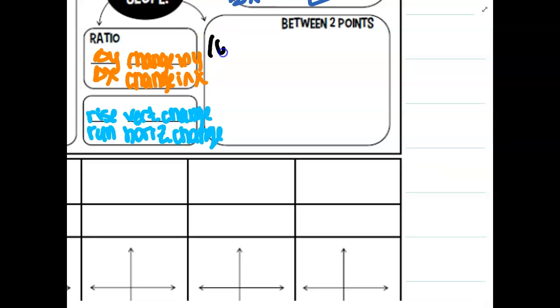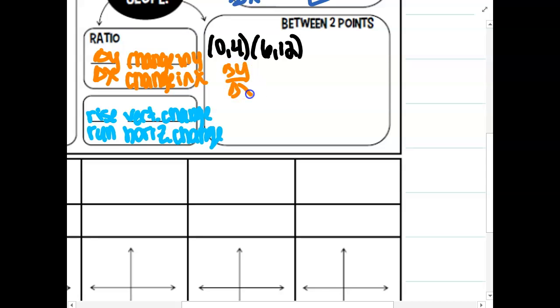Let's say I have the 2 points, 0, 4, and 6, 12. Now here's the great news. We find the slope between 2 points the exact same way we found slope in that table. You are still going to take change in y over change in x. The only difference is it's not in a table form, it's just 2 points.